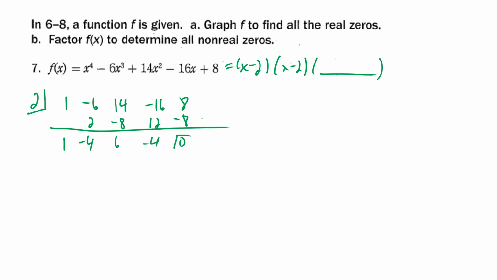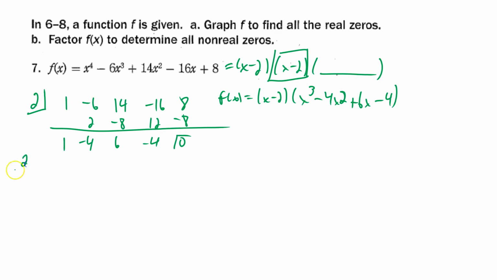So at this point, I've only divided by x minus 2 one time. I haven't done this second x minus 2 yet. So right now, I have f of x equals x minus 2 times this resulting cubic, x cubed minus 4x squared plus 6x minus 4. That's where I'm at right now.